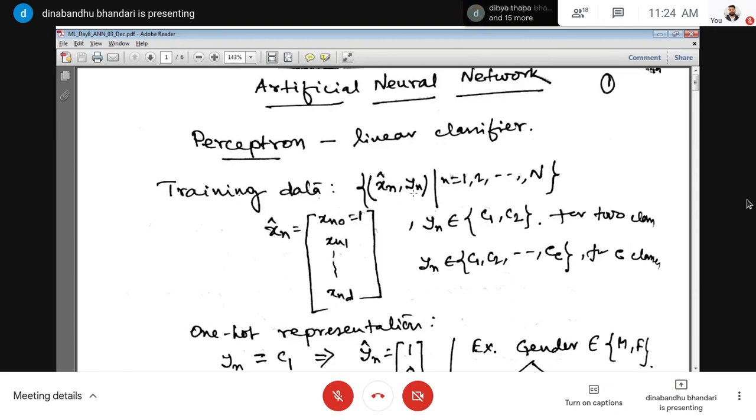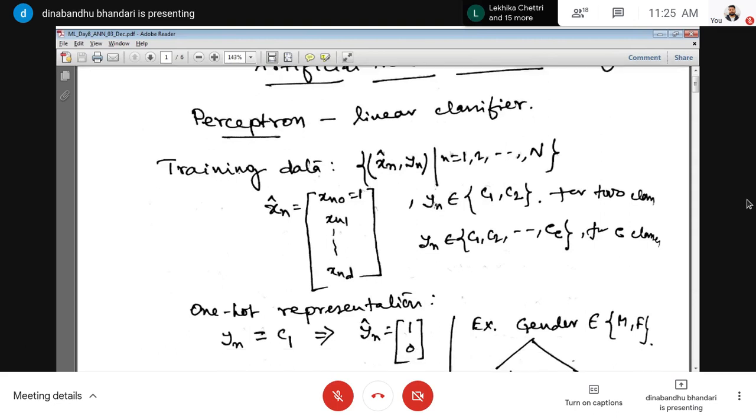This is a categorical value, either c1, maybe c2, or if it is multiple classes, say c1, c2 up to c, small c number of classes, you can have. So data is distributed over C classes, and each data point is characterized by D plus 1 features. This is the data set we have for the training sample. Now, this yn is a categorical data, right? C1, C2, class 1, class 2, something like that.